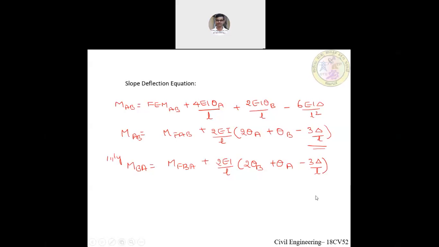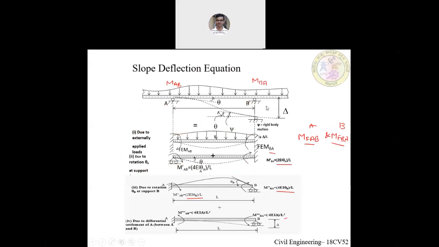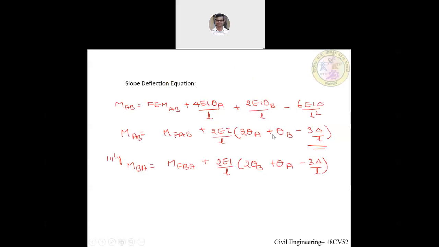That is, we are expressing these end moments in the form of unknown rotations and the sinking of support Δ. And by applying the joint equilibrium condition, as I said earlier, suppose I have a continuous beam which is going beyond, and I have a member BC, now I can apply at joint B, moment MBA plus MBC should be equal to 0. That gives us simultaneous equations, which upon solving, we will be in a position to find θB and θC, with which we can find the end moments.